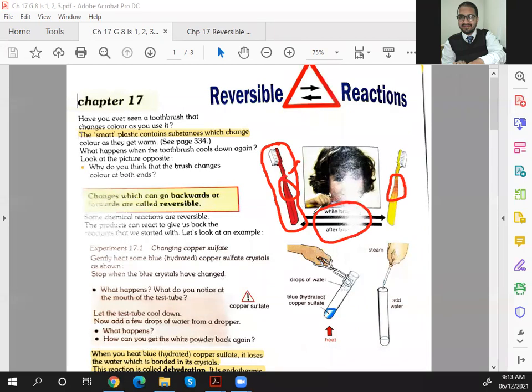First, the temperature of your hand changes its color due to the warming of your hand. Then you leave the brush, the normal temperature comes back on the brush and it goes back. Changes which can go backward or forward are called reversible. You can say this is another simple definition of this type of reaction.